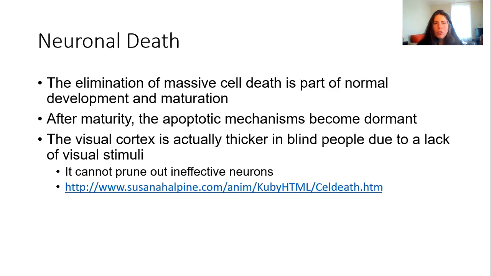So the elimination of massive cell death is part of normal development and maturation. After maturity, the apoptotic mechanism becomes dormant. The visual system is actually thicker in blind people due to a lack of visual stimuli, so it cannot prune out ineffective neurons.